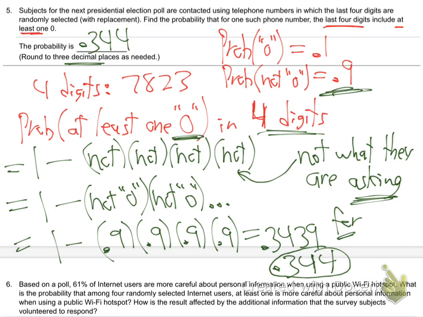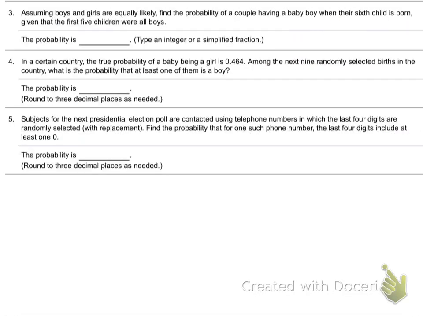If I say I'm going to pick 4 digits at random, what's the chance that they include at least 1 zero? It might be below 50%. Is that making sense? Getting the hang of the at least 1? It's 1 minus not, and not what they're asking for. In this case, not 0. Good. They call that the complement as well. It means opposite. The complement is the opposite. That's where they use that word.